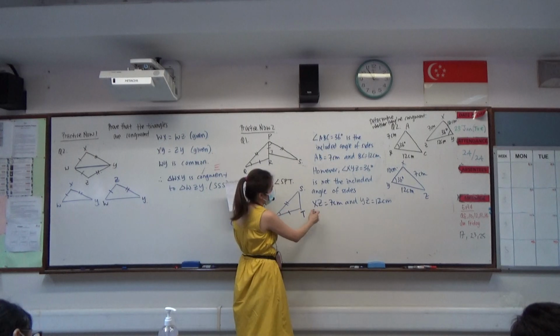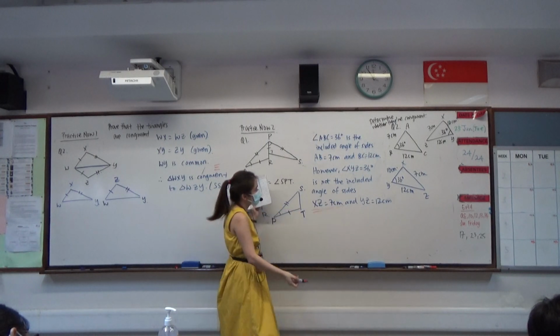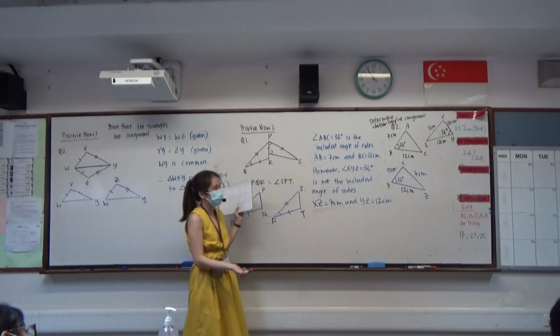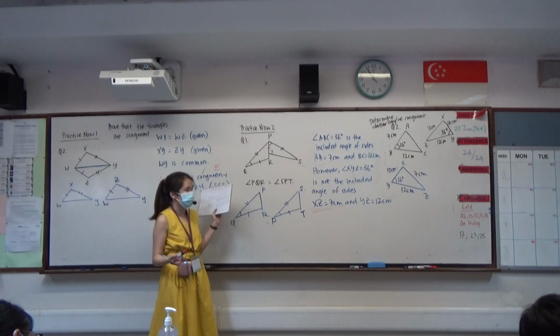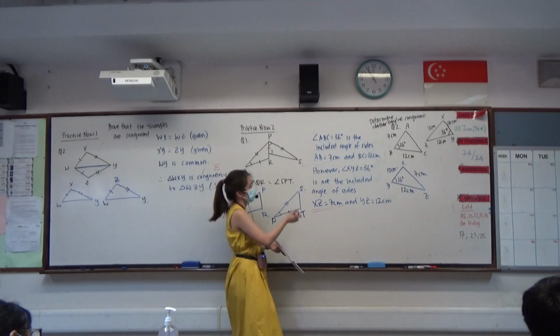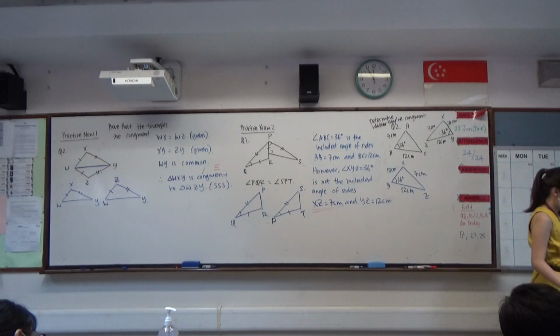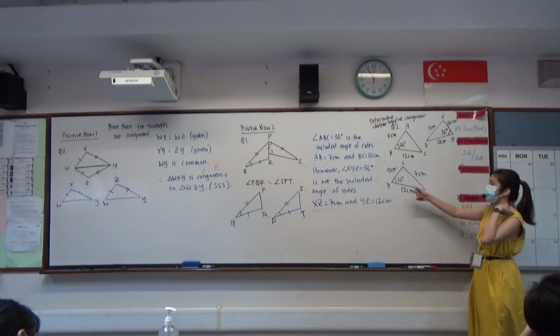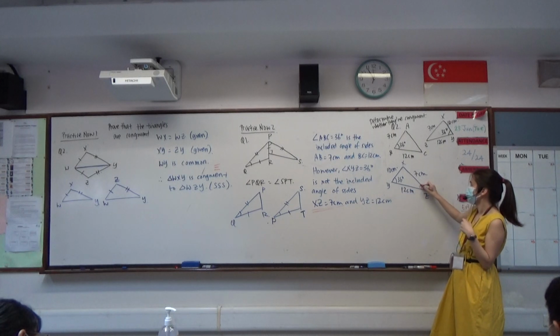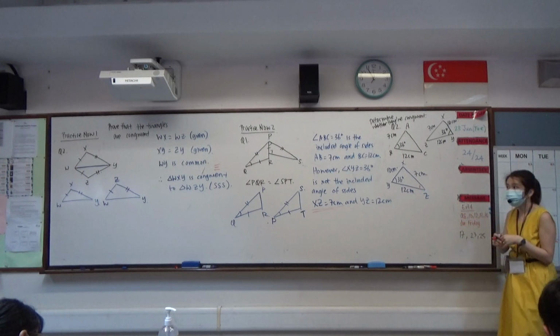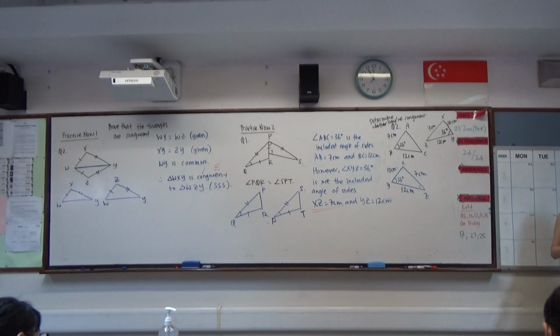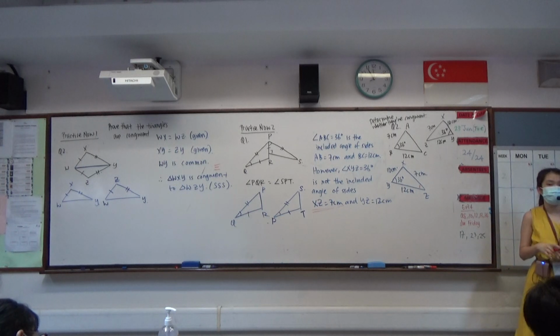So the emphasis is that XZ is 7 cm when we want XY to be 7 cm instead of 10 cm. So if only the included angle was actually here, then we can use our SAS test to determine that they are actually congruent.